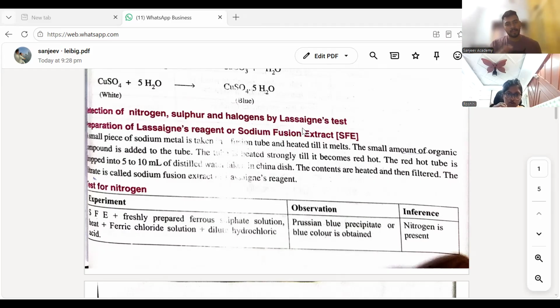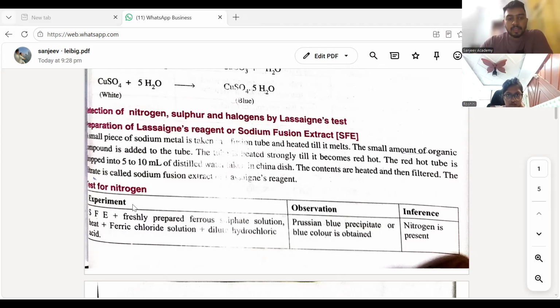Okay. So why I'm telling you again is that this is a kind of boring topic, because, to be very frank, there is nothing from my end to teach. So the main objective is to find how much nitrogen is present, how much sulfur is present, how much halogen is present, all of those things. There is something called sodium fusion extract, or Lassaigne's reagent. You can read what it is here.